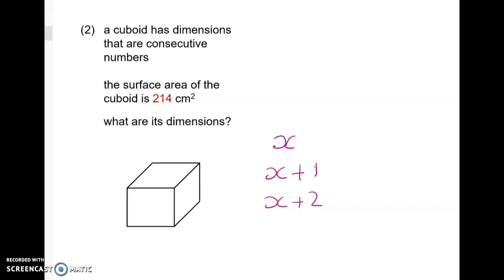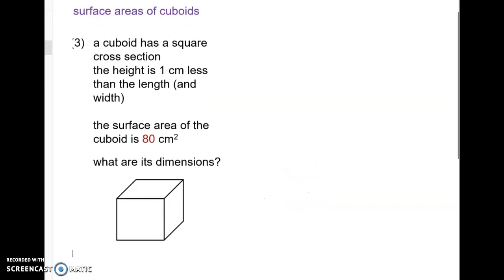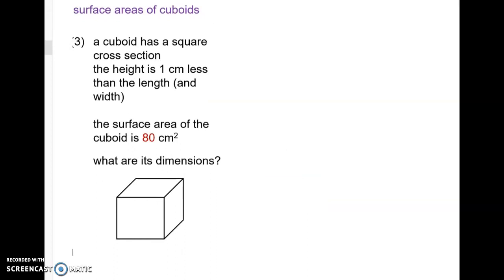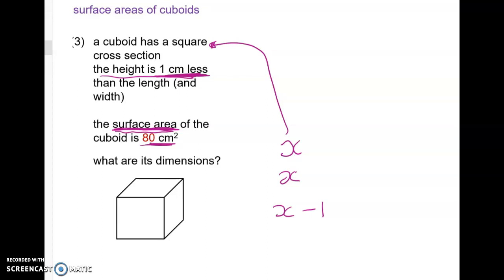Okay, here's the third question. So for this one, it's got a square cross section, and the height is 1 centimetres less than the length and width. So you might want to start with x for the square cross section. Your dimensions will be x, x, and if the height is 1 centimetres less, the height will be x minus 1. So we're again going to set up an expression for surface area, collect up all my like terms, and end up with a quadratic equation. And here the surface area is 80 centimetres squared.